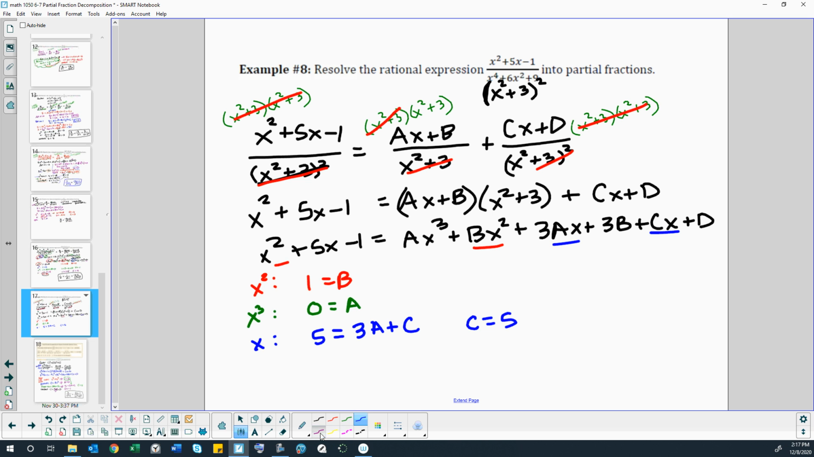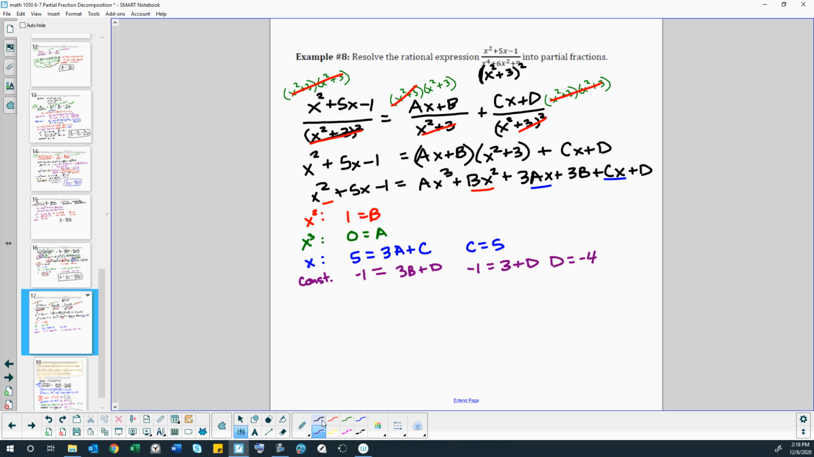And then our last one would be our constants. So that will be a -1. And we have positive 3b plus d. I already know that b equals 1, so I'm going to plug that in. So -1 equals 3 times 1 plus d. Subtract 3 from both sides, and d equals -4. So that ended up being like our easiest problem.